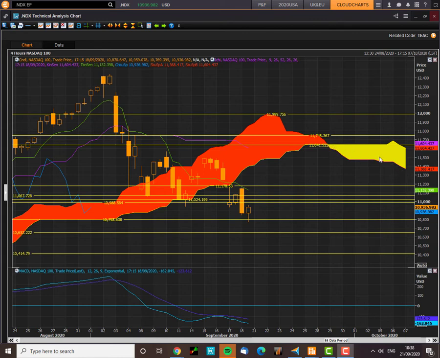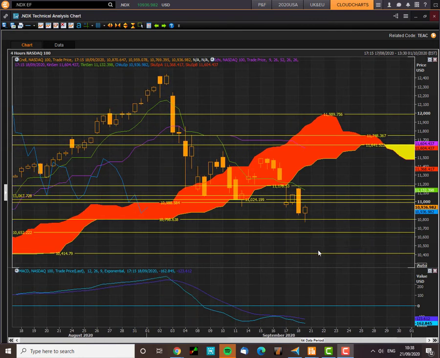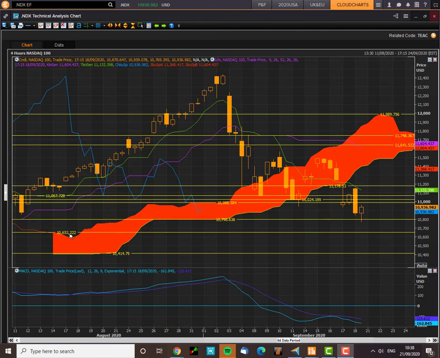The front end of the cloud is still trending down, showing there's negative price action to come. Downside targets based on the cloud, we've got this 10652, which also comes from the top end cloud support, an old support level, and 10414, which is the bottom end of the old cloud level.